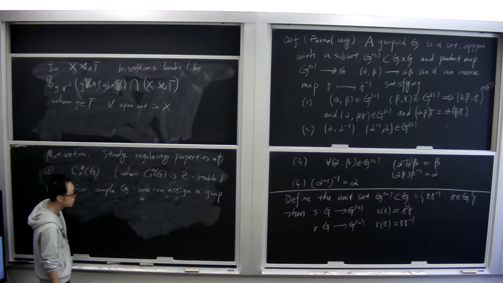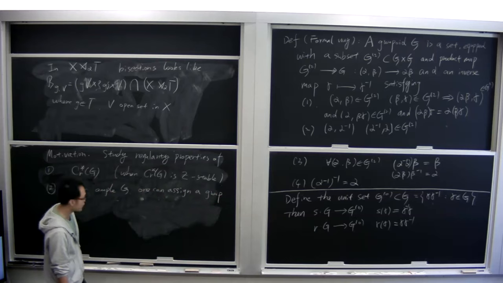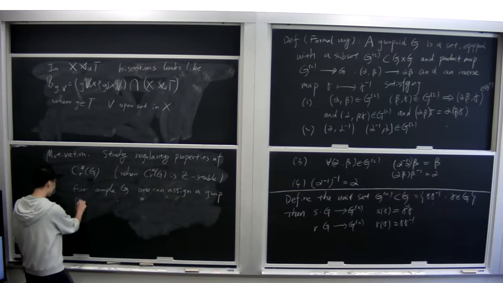This word was introduced by Krieger, who worked on dynamical systems. People talked about the full group and measure theory. He said, well, we're going to do something analogous for a topological dynamical system. We should call it the ample group. Ample group, okay.